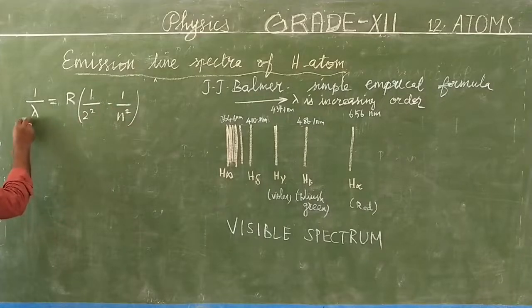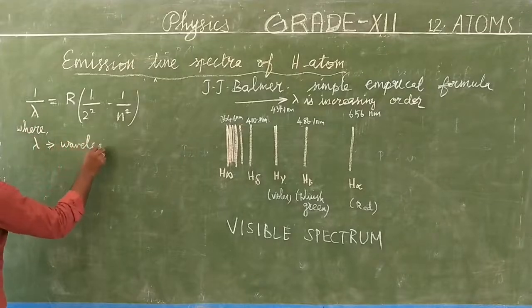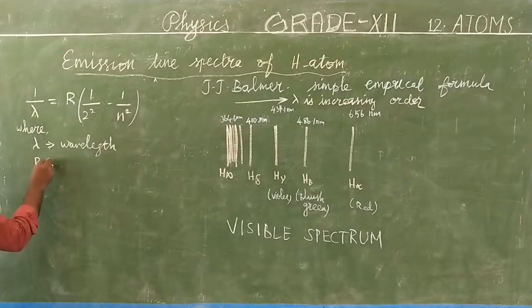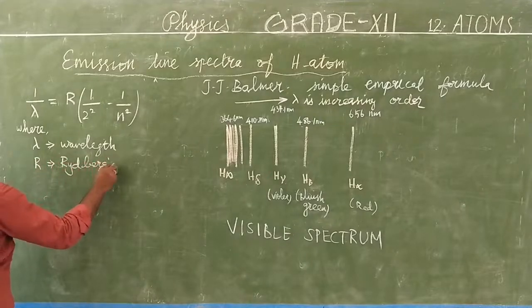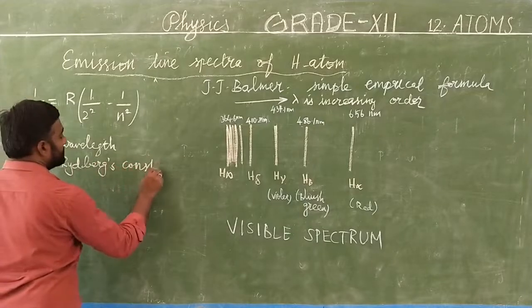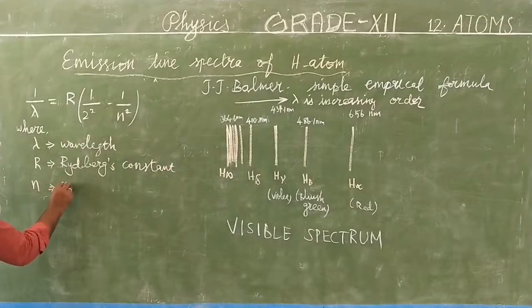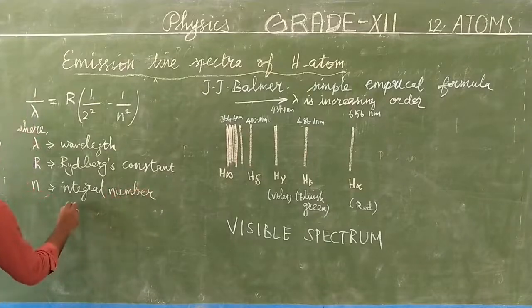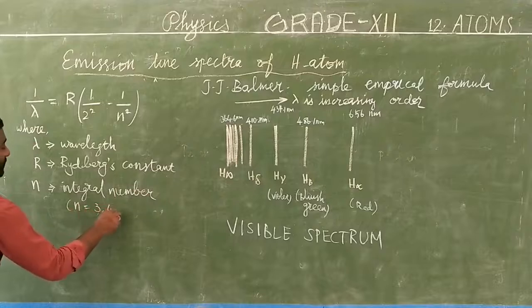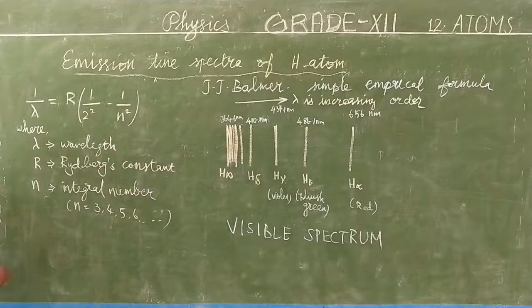Here, lambda is the wavelength, and R is the Rydberg constant, and n is an integral number. This integral number starts from 3, 4, 5, 6, and it goes on up to infinity. So why is 2 mentioned?